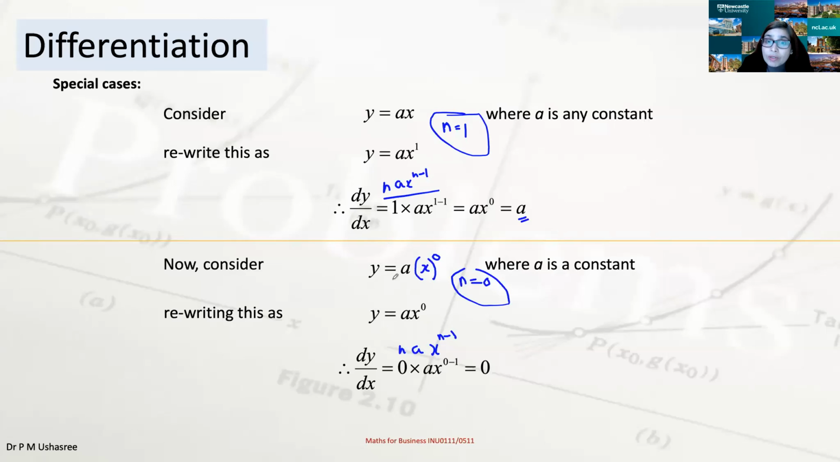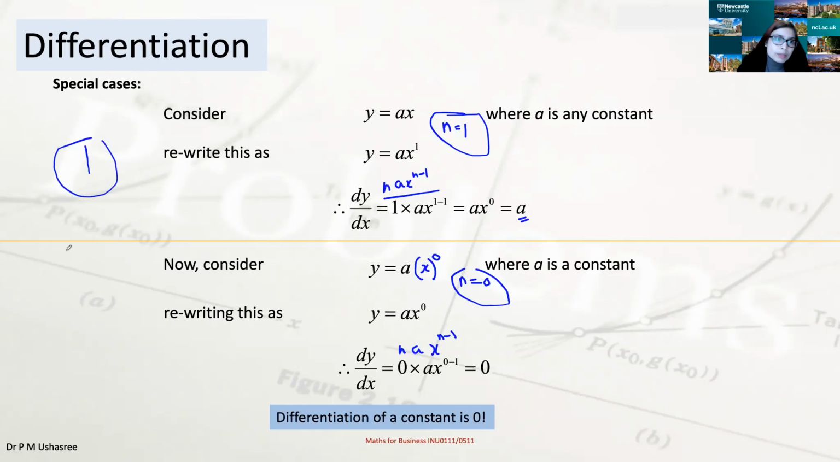So differentiation of a constant is 0. Okay, guys? These are the two special cases which you should be able to recognize and use to solve problems. It will be a part of a problem, one of the steps in your problem. So you should be able to recognize that differentiation of a constant is 0. So you just write it down, yeah?